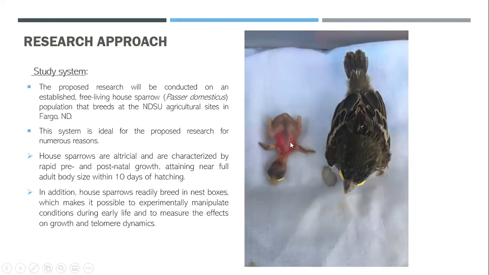So they go from day 2 to day 10 within the span of 8 days. So they grow really fast, and plus they readily breed in the nest boxes, which is easier to catch.